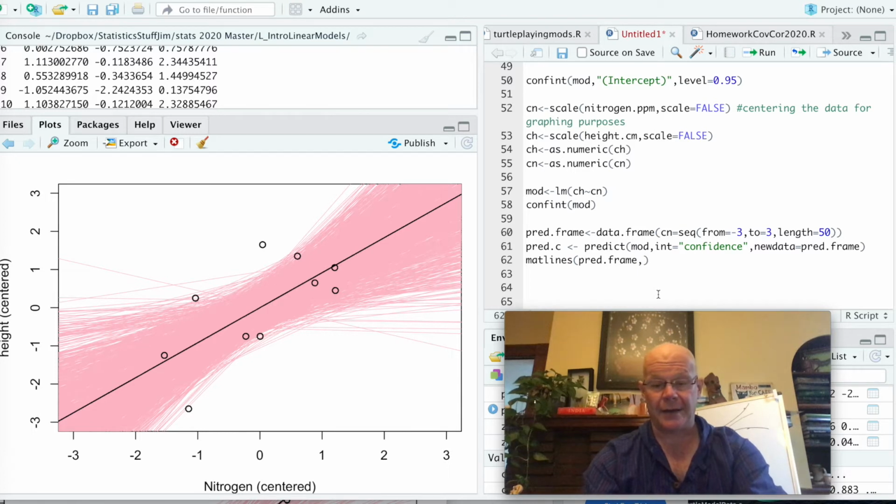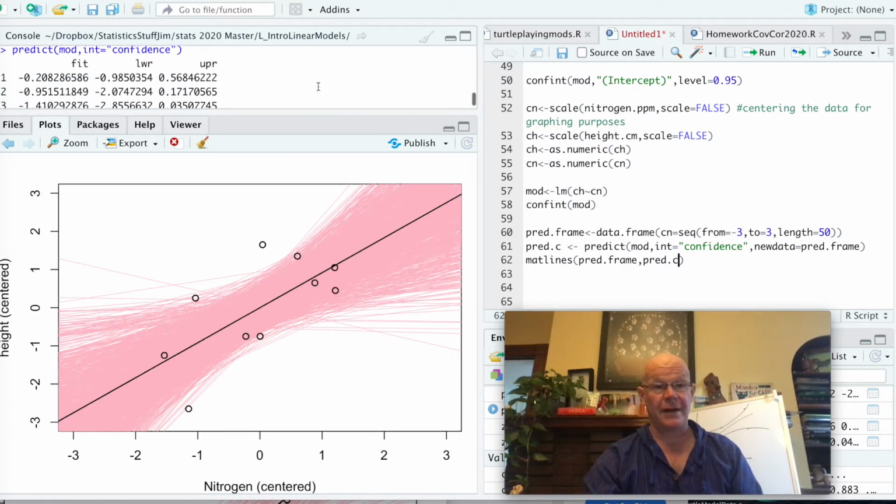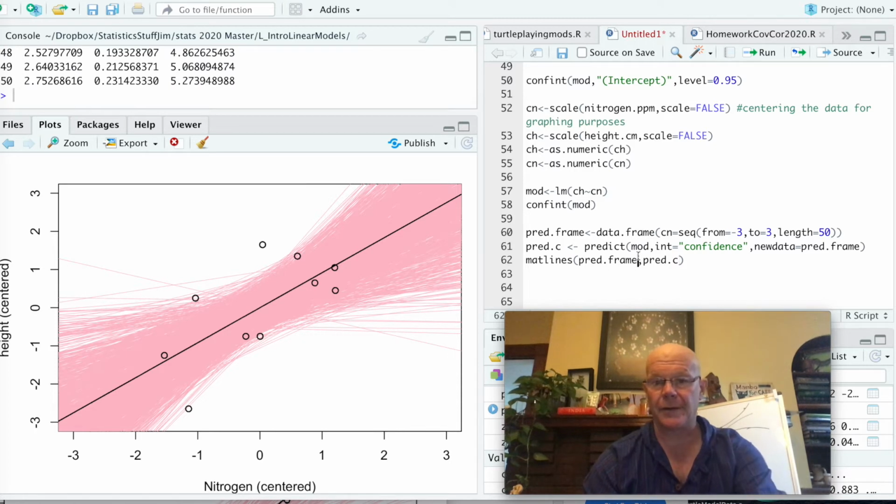And then I'm going to give it all of those different predicted values. There are three different values that are part of pred.c. Pred.c includes the fitted value, so the values that are on the line, and then the lower and the upper, I guess I got those backwards. And so because of that, I'm going to change the colors so they look pretty when we look at them.